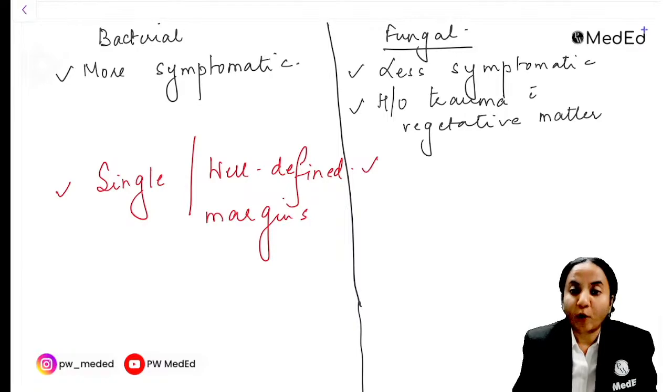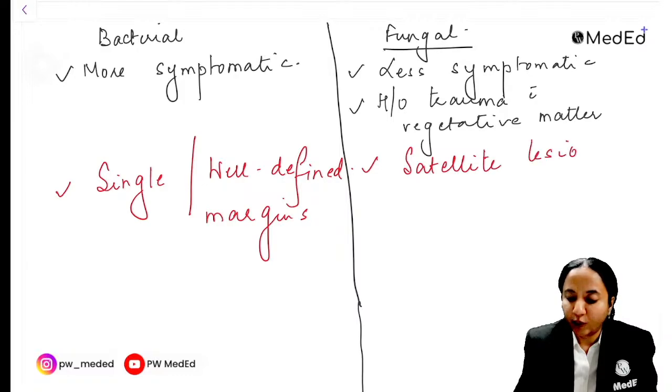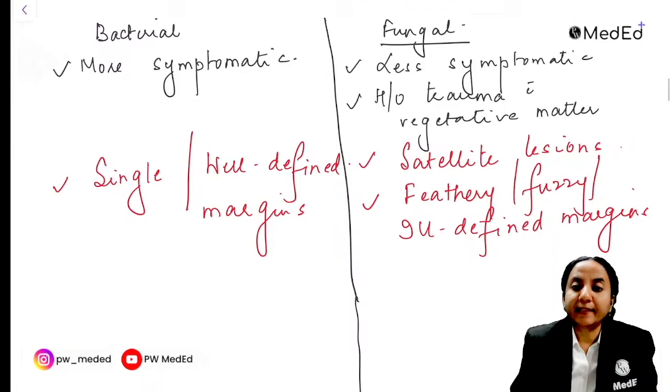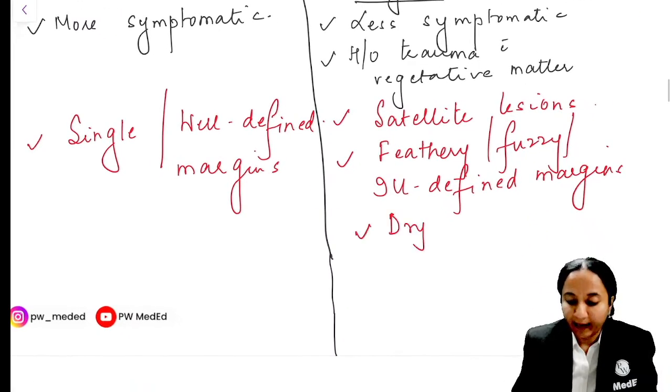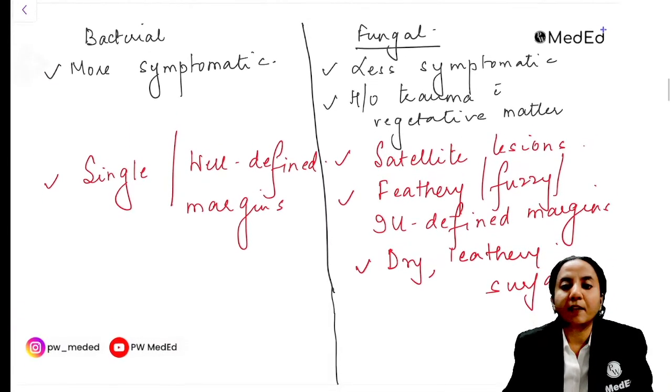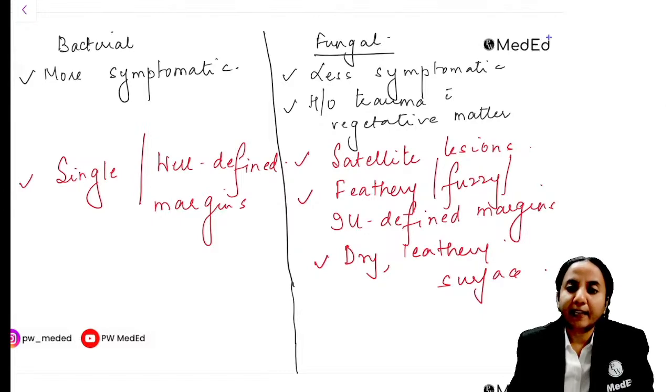For fungal ulcer, what are the points to remember? They are usually multiple. There is one large ulcer and there will be satellite lesions, that is, smaller lesions surrounding it. The margins are typically described as feathery, fuzzy, or ill-defined. Please remember these words. And the surface is described as dry or leathery. If we remember these keywords, it becomes easy for us to answer any question.